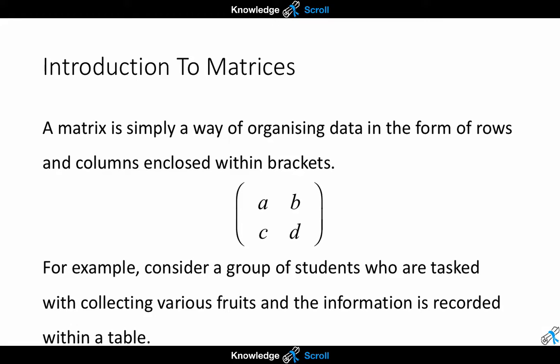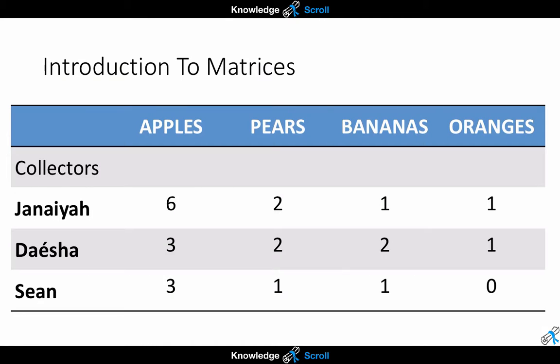But I want to give you guys a more practical example. So let us consider a scenario where a teacher asks a group of students to collect various fruits for their home ec class. And the teacher records this information within a table as shown in this slide. We have the 4 fruits: apple, pears, bananas, and oranges. And we have the 3 students, Janaya, Daisha, and Sean, who collected for the class.